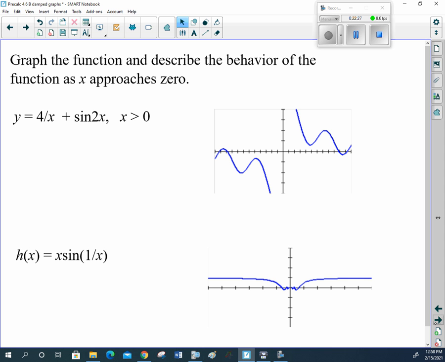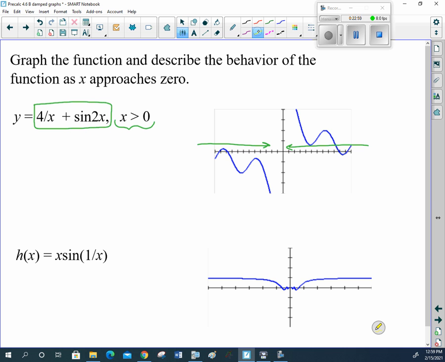Okay, so this one says graph the function and describe the behavior of the function as x approaches 0. You can approach 0 from both directions. So x can approach 0 this way and x can approach 0 this way. This picture right here is typed into the graphing calculator. Now you cannot disregard this statement right here, x is greater than 0. It tells you that you have to discount this side of the graph. We can only use this side of the graph where x is greater than 0.